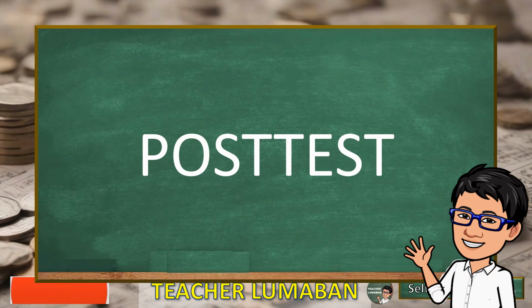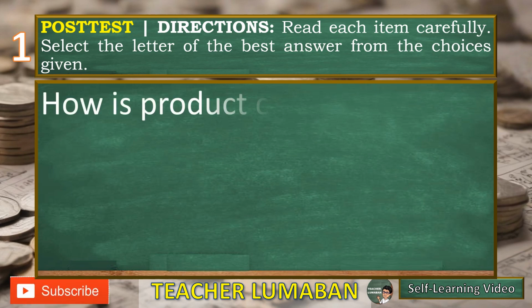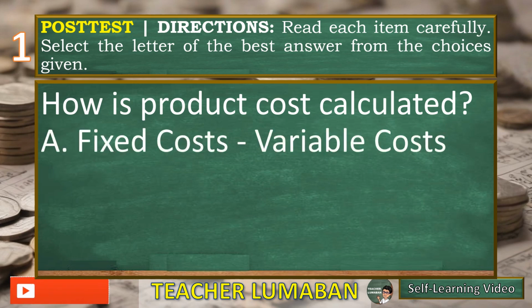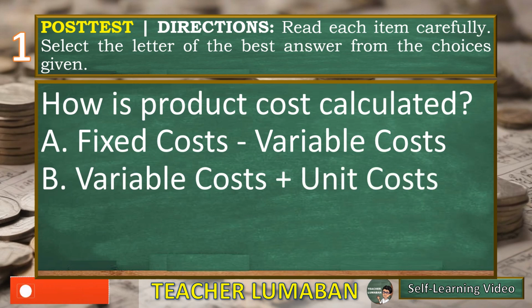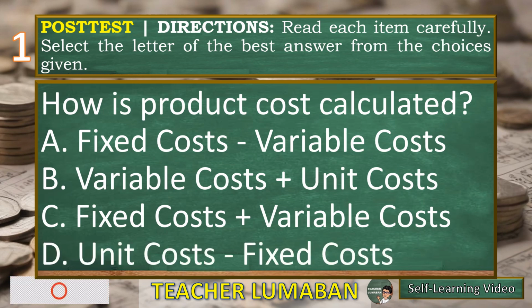Let's have a post-test. Directions: read each item carefully. Select the letter of the best answer from the choices given. How is product cost calculated? A. Fixed costs, variable costs. B. Variable costs plus unit costs. C. Fixed costs plus variable costs. D. Unit costs, fixed costs.